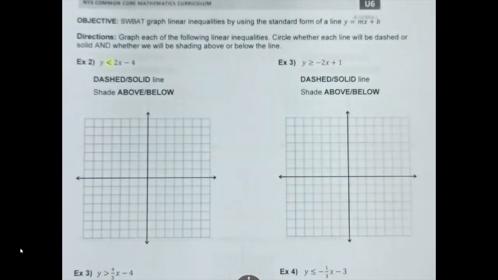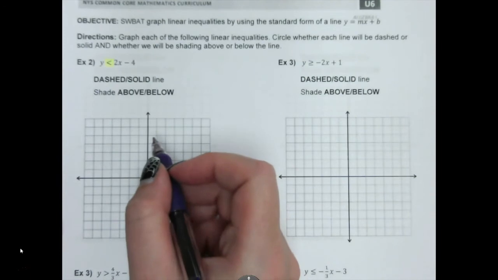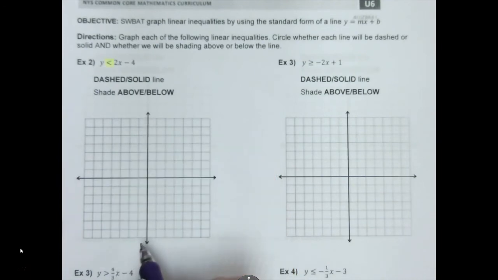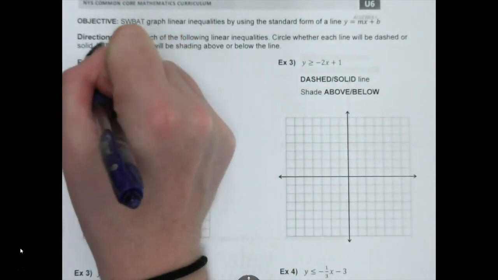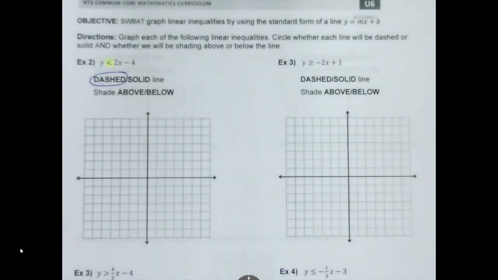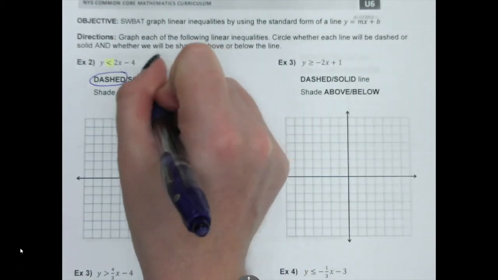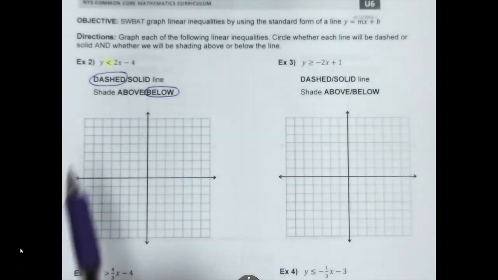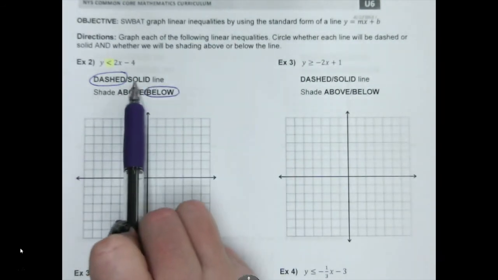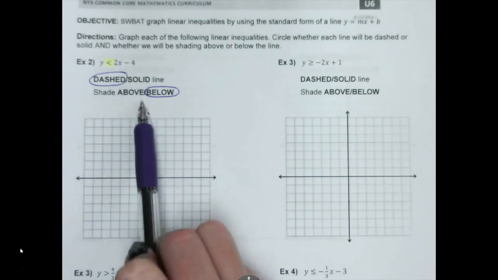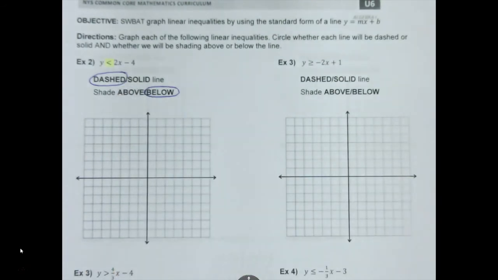If it's the less than inequality, that tells me that I want to have a dashed line. And because it's just less than, less means below, greater means above. So this means I want to shade below. That's the very first step. I want to decide if it's going to be a solid line or a dashed line, and then I have to decide how I'm going to shade, if it's going to be above or below.